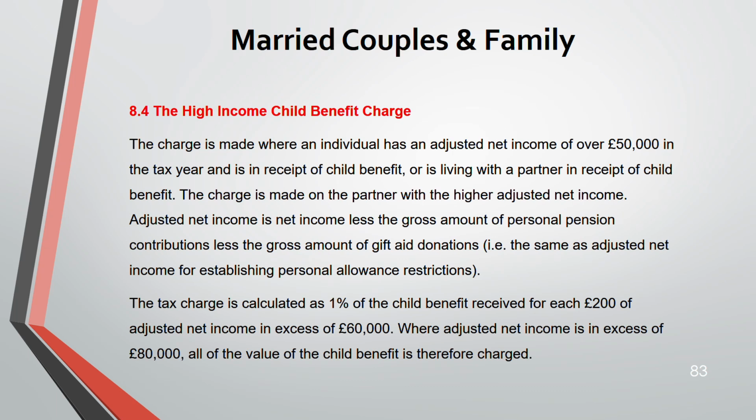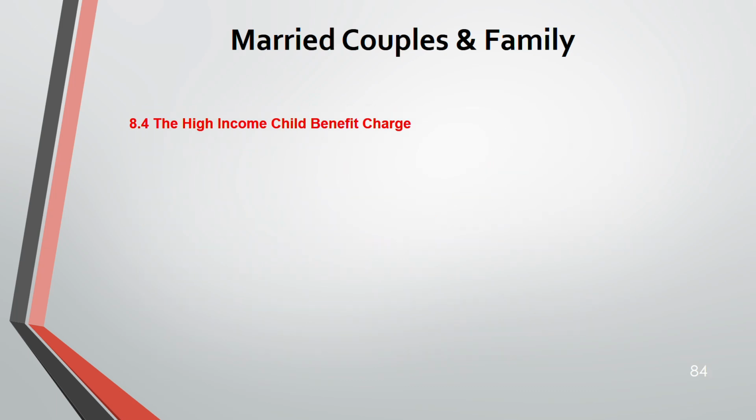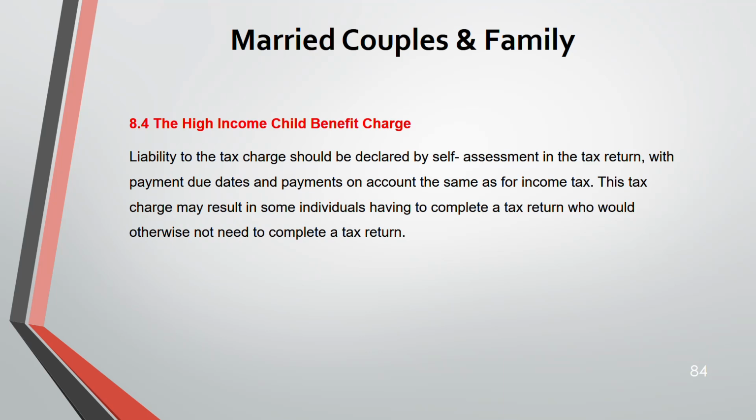How is this reduced? The tax charge is calculated as 1% of the child benefit received for each 200 of adjusted net income in excess of 60,000. Where adjusted net income is in excess of 80,000, remember all of the value of your child benefit will be charged. So we'll do our working for this to understand the calculation.